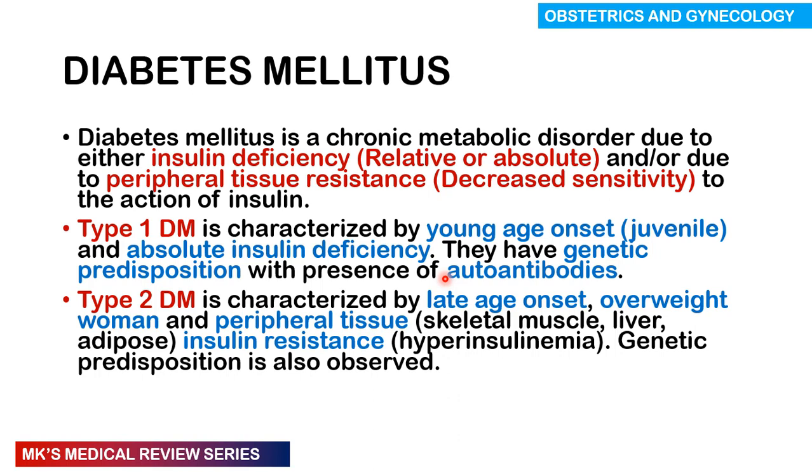It's much more common in young individuals, so it's the juvenile type, and individuals are much slimmer as compared to their counterparts that have type 2 diabetes. This has a genetic predisposition and is also characterized by the presence of autoantibodies. Then you also have type 2 diabetes mellitus, which is of late age onset. And of course, most of these patients are going to be on the larger side. They also have some peripheral tissue resistance to insulin. And remember that the peripheral tissues are pretty much your skeletal muscles, your liver, and your adipose tissue. There is also a genetic predisposition seen with type 2 diabetes.